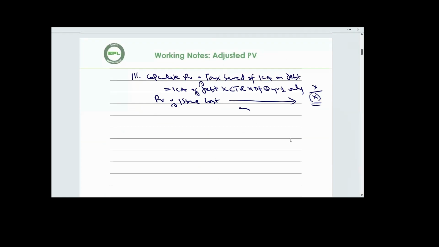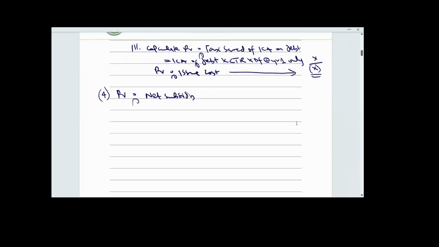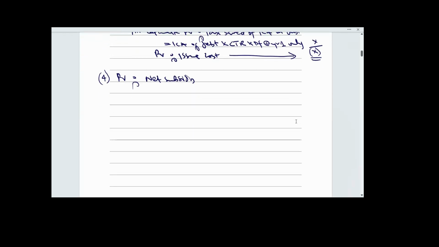Now, number 4, the fourth step you are going to carry out when you are calculating APV is to calculate the PV of net subsidy. So you only do this if you are given subsidy in the question. If there is no subsidy, you just ignore it. But if you are given subsidy, you need to calculate it. There are 4 procedures you are going to carry out.